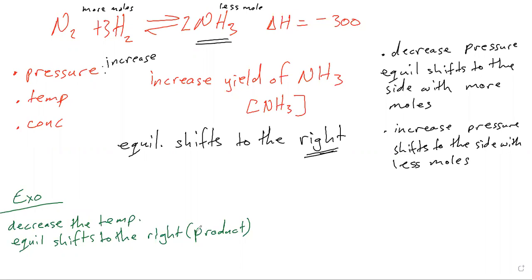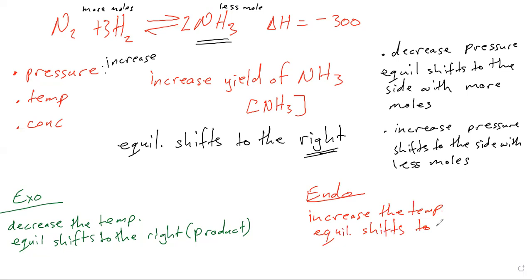You can do it for endo as well. So let's just say it. For an endothermic reaction, if you increase the temperature, equilibrium shifts to the right. Okay, so when you want the equilibrium to shift to the right hand side in terms of temperature, for the exothermic reaction, you decrease it. And for the endothermic reaction, you increase it.